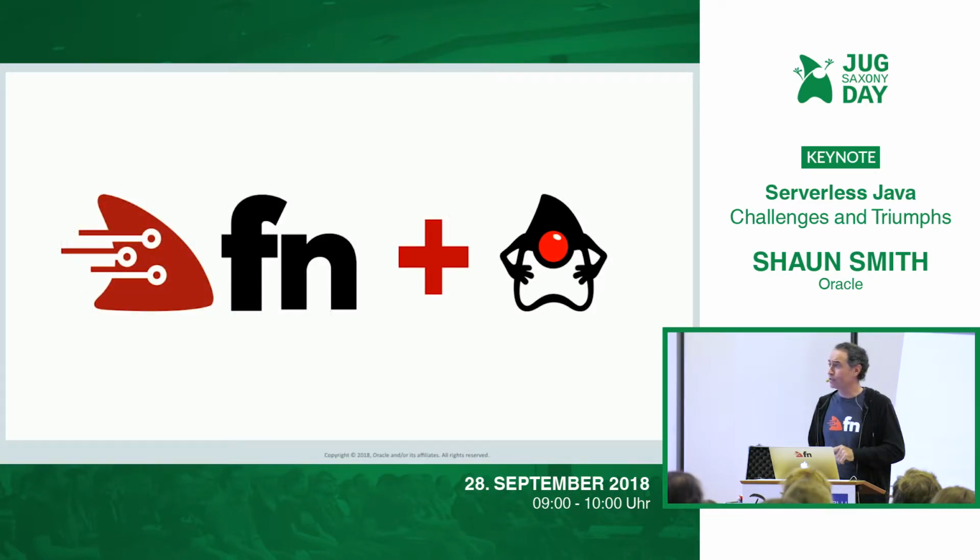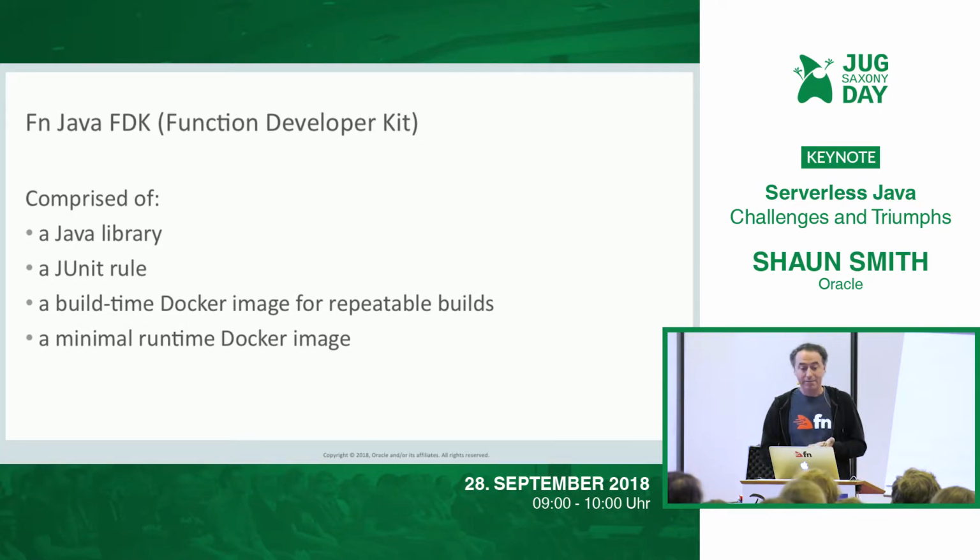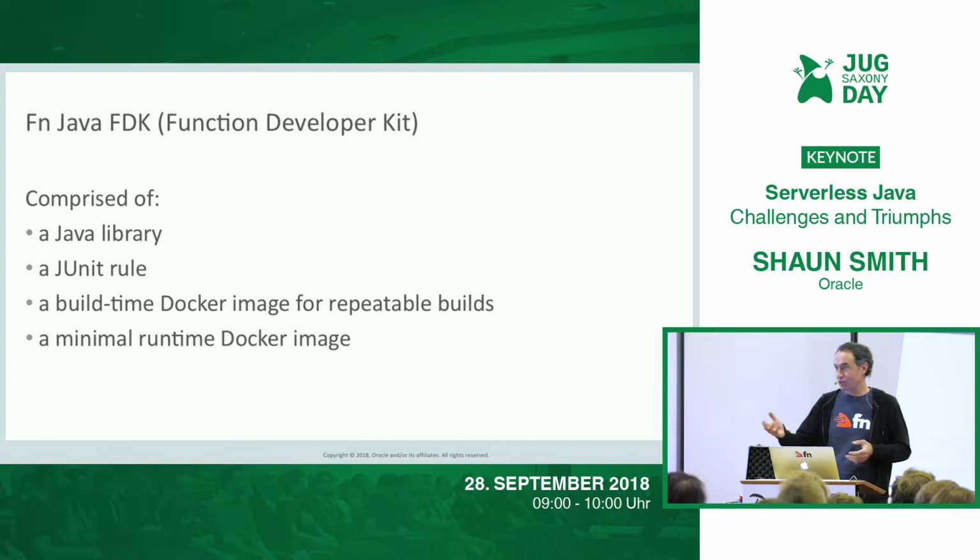So I'll start off with talking a little bit about FN with Java. And what I'm going to do is just tell you what we have for support. So we have this thing called an FDK, a function developer kit. We have them for Java, for Node, for Python, Go, and Ruby. We have a library, so there's some API that you can plug your function into and say, here, run my function. I'll show you this code in a second. We have JUnit support. So this is really important, right? If you're a developer, you want JUnit support. That should be there out of the box.